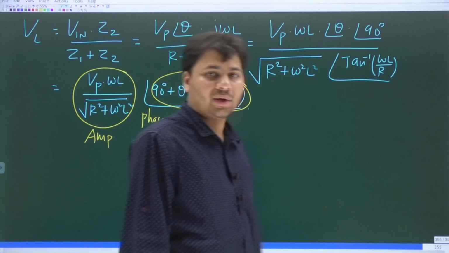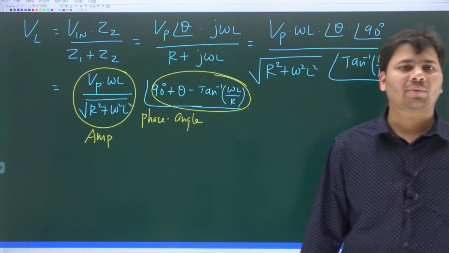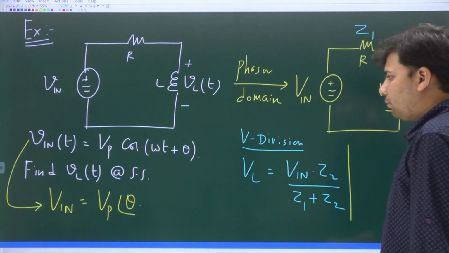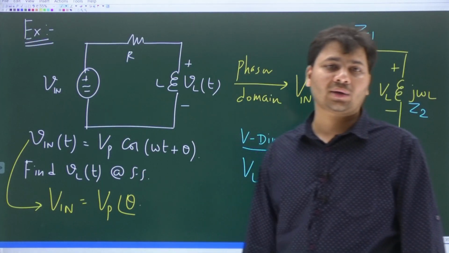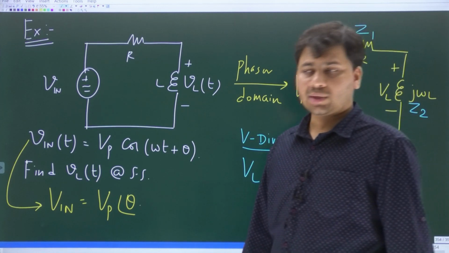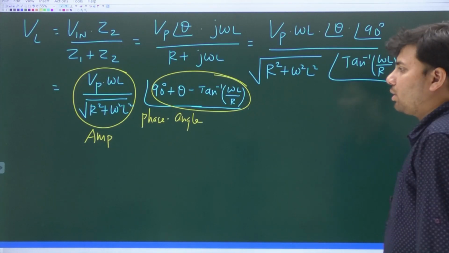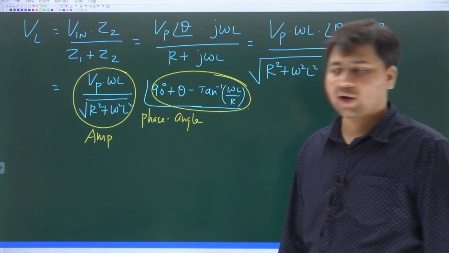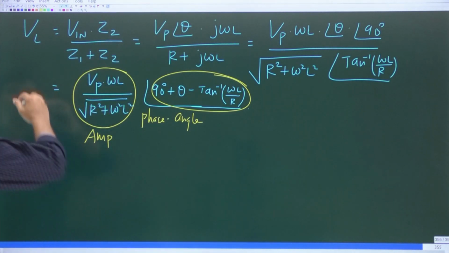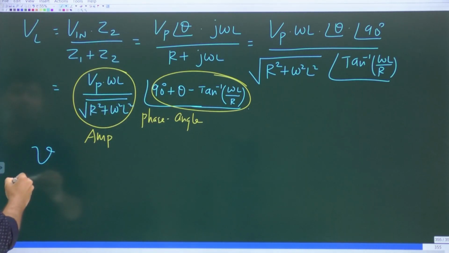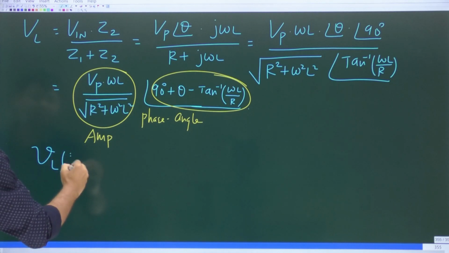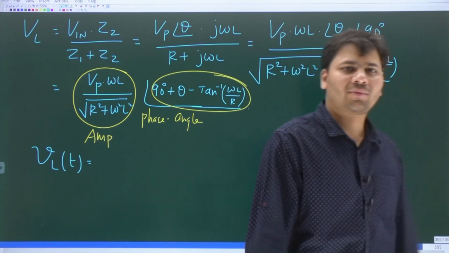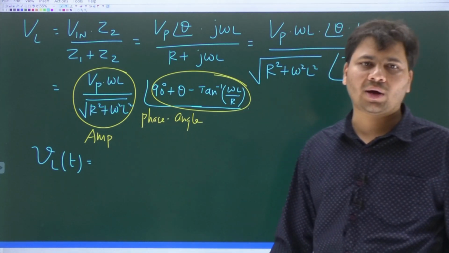Once you have any phasor in the polar form, you can very easily go back to the time domain, because the question is to find VL of t, the voltage across the inductor as a function of time at steady state. But right now we only know the phasor voltage across the inductor, which should be converted into the time domain. And how would you do it? So capital VL will become small VL of t. It is going to be equal to amplitude times cos of omega t plus the phase angle, whatever is the phase angle.